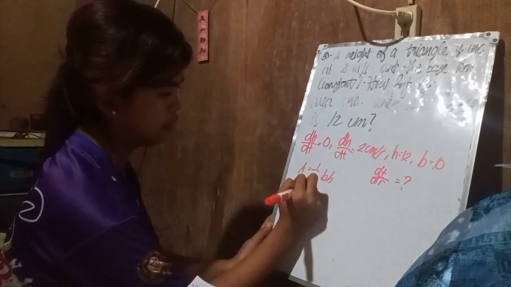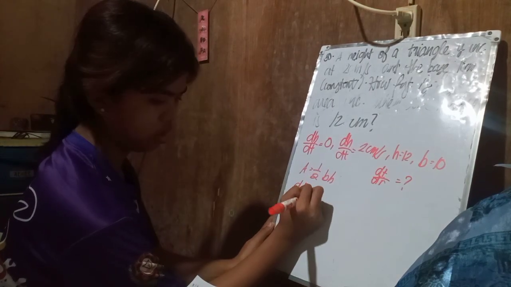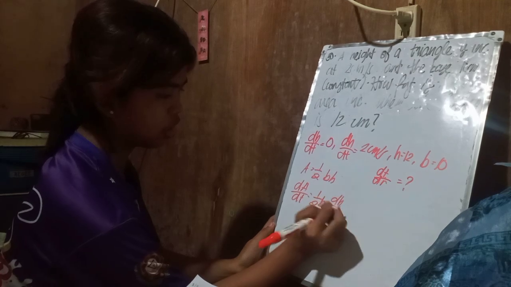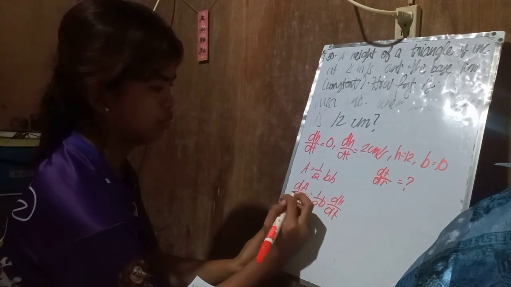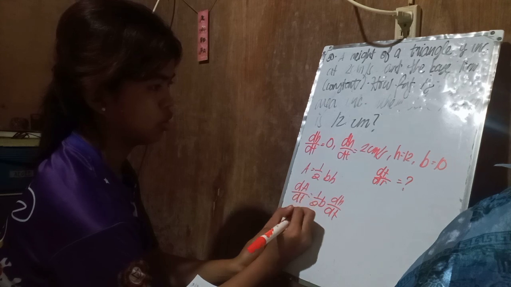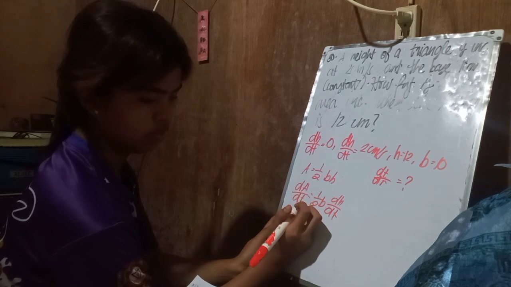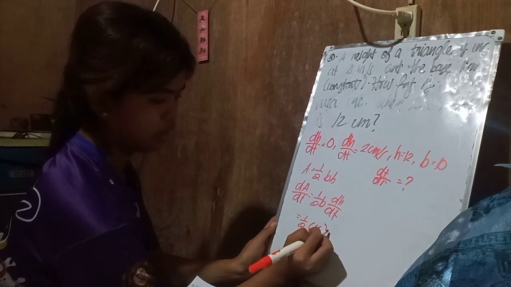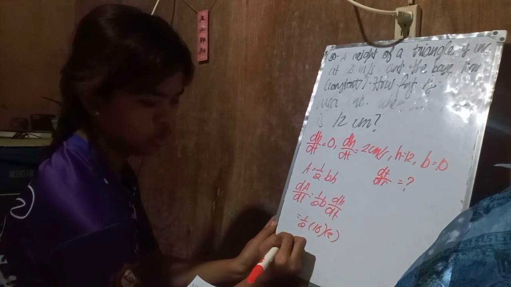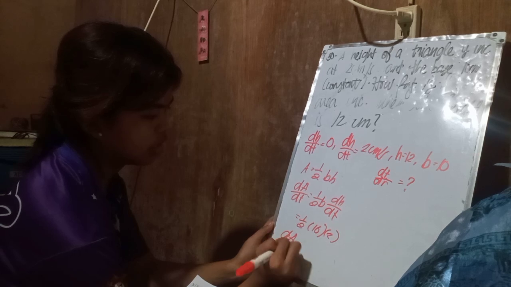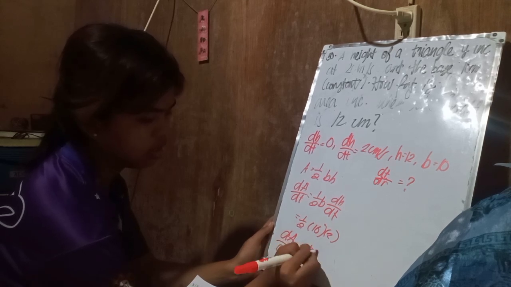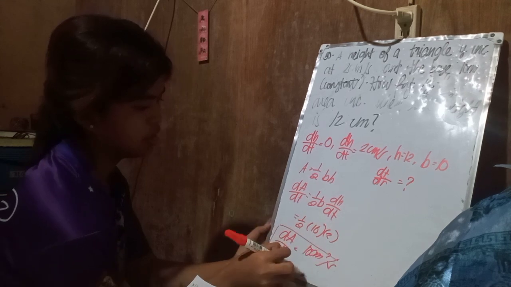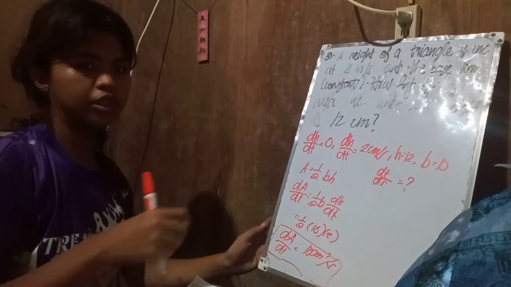Then the derivative is dA over dt equal to 1/2 base times dh over dt. Now it equals 1/2 times 10 times 2. So the answer is 10 centimeters squared per second. The answer for number 30.